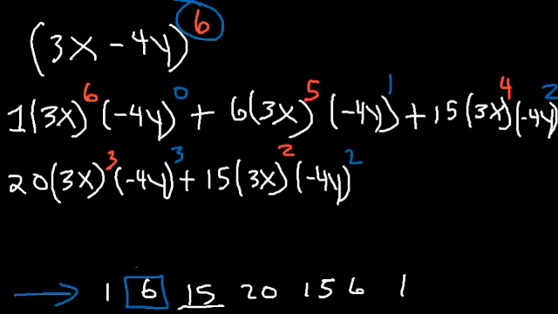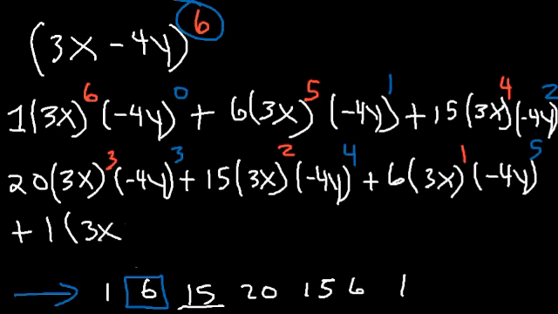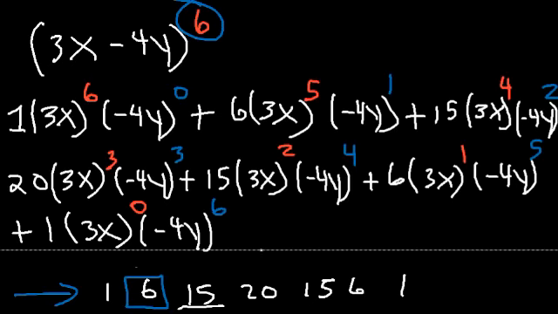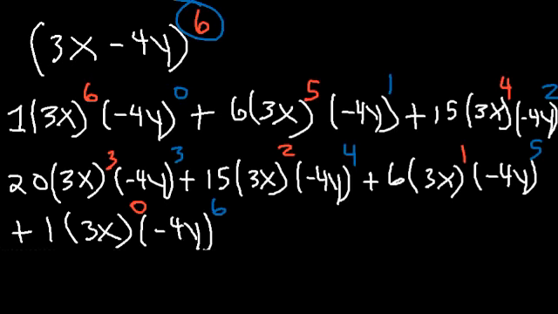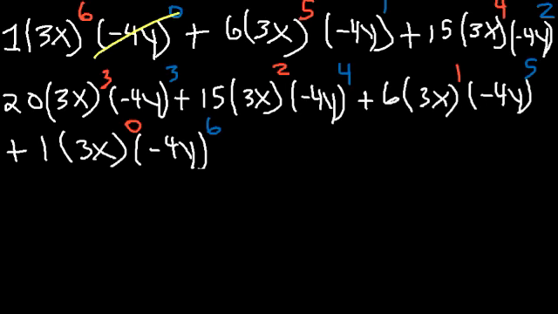And then the last one is going to be 1 times 3x raised to the 0 power times negative 4y raised to the 6th power. So now let's simplify what we have. Negative 4y to the 0, we could ignore that. 3 to the 6th power is a big number. It's 729 times x to the 6.